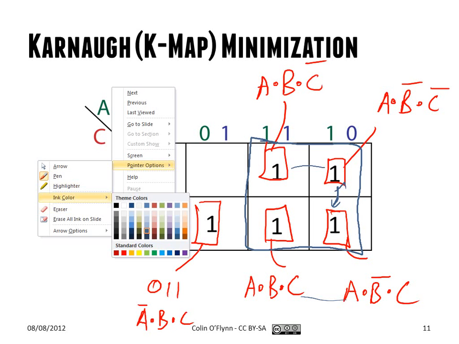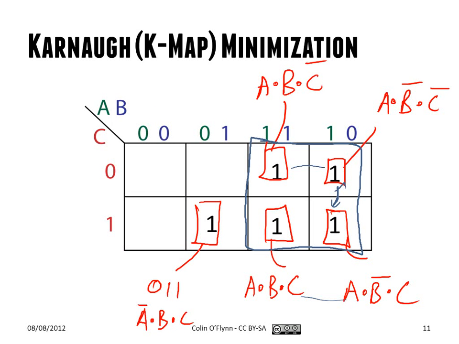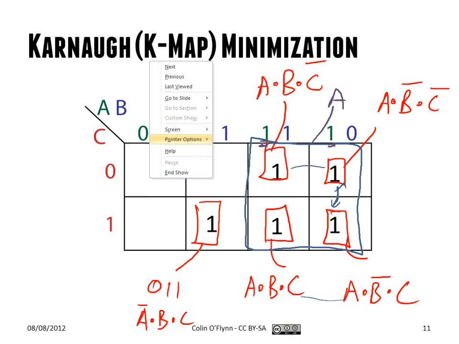you can actually simplify it, because this whole group can be represented just by A. For this whole group of four, if we just have the input A, it'll create that entire group. A is always 1 for each of these, and it doesn't matter what B and C are. As long as A is 1, the output is 1. We can see that from this K-map.